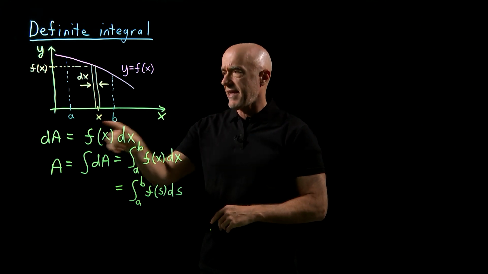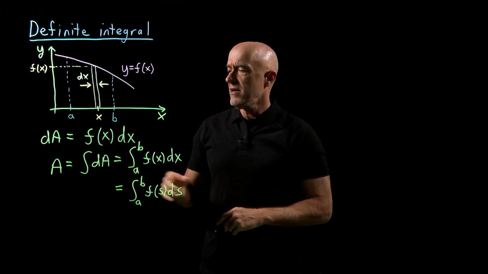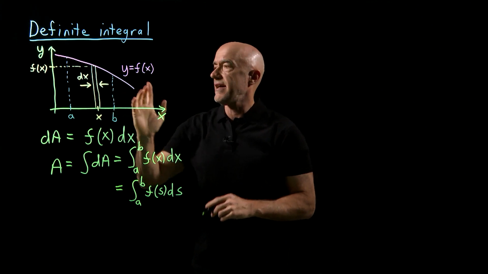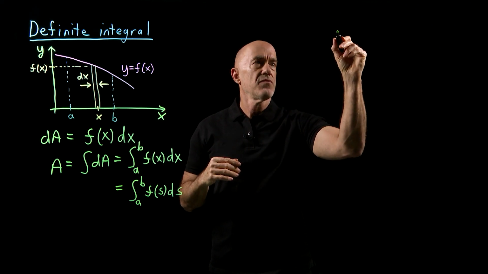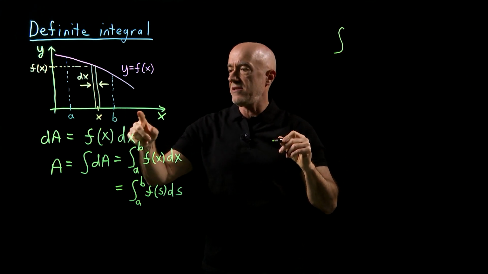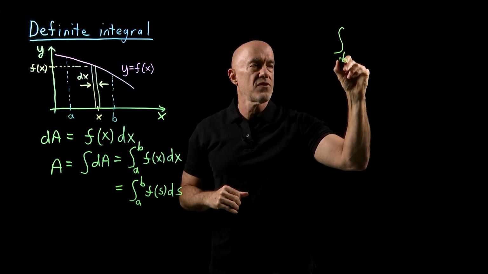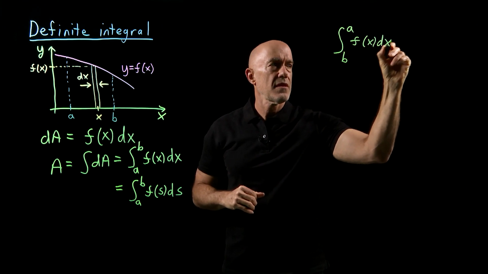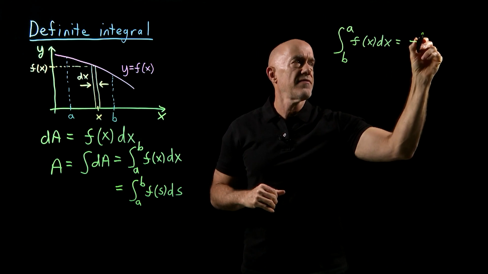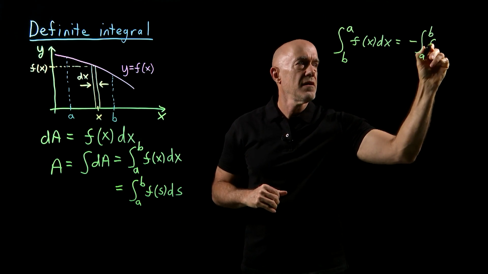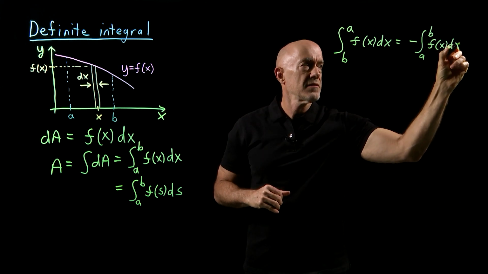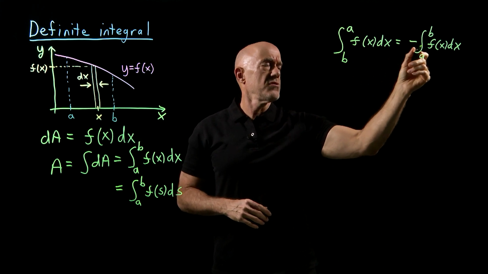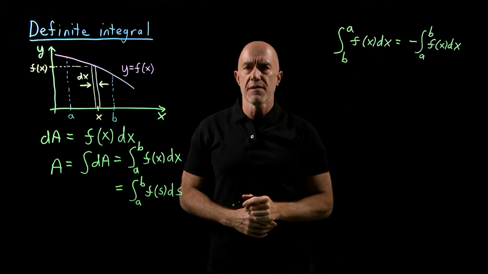But now let's extend this definition a little bit further. This is a definition from the area under the curve, but we can extend the definition. Instead of integrating from a to b, we can ask what is the integral from b to a of f of x dx. We're going to define that as the negative of the integral from a to b of f of x dx. Okay, so if you switch the order of the integration limits, you can switch back by introducing a minus sign.